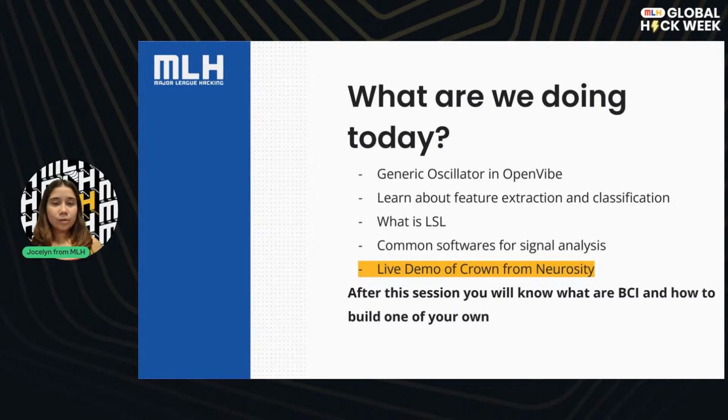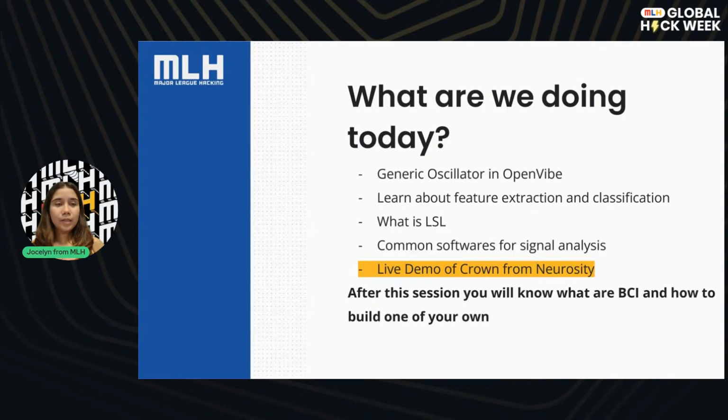Then we are going to learn about feature extraction and classification, so basically machine learning and feature extraction. After that, we will learn a very important tool that's used on EEG signals, which is LSL, or Lab Streaming Layer, as the long name. We're going to learn about common softwares for signal analysis. We already learned about common hardware that's used in this area, but today we'll be learning about common softwares that are used for signal analysis.